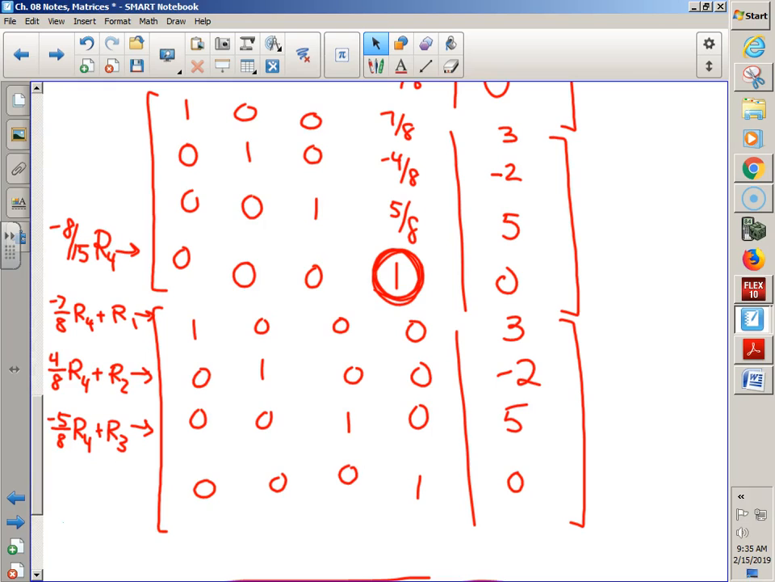So for row 4, negative 7/8 times 0, plus row 1, or 4/8 times 0, plus row 2, or negative 5/8 times 0, plus 5. They all just stayed the same because anything times 0 is just 0. If it had been a number, you're right, I would have been doing a lot more math, and I probably would have been getting the 3, negative 2, and the 5 into 8s. Sam?